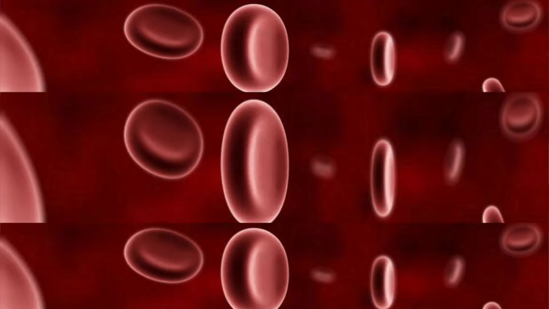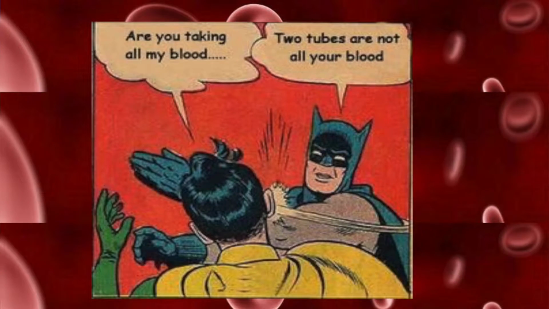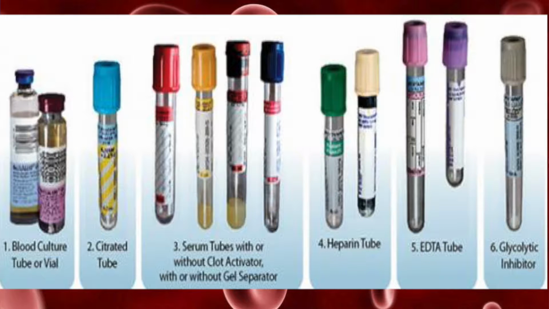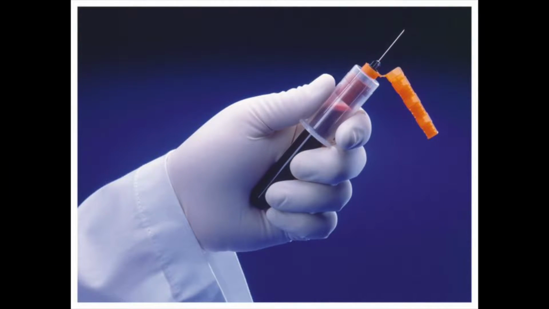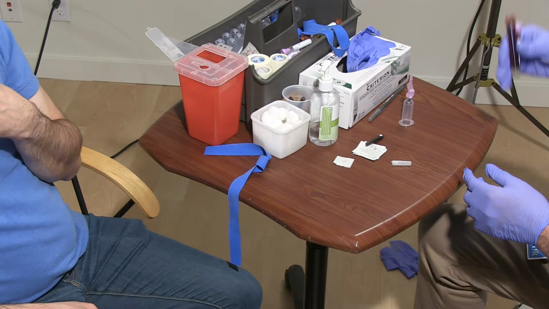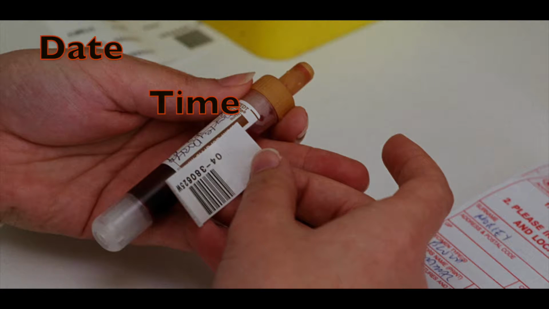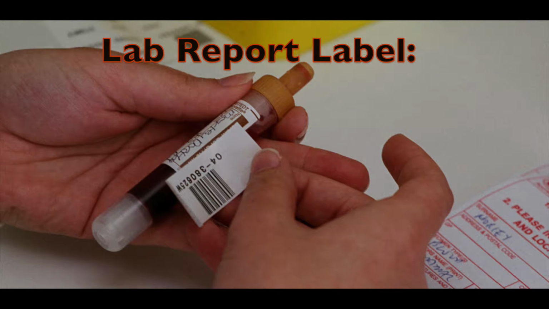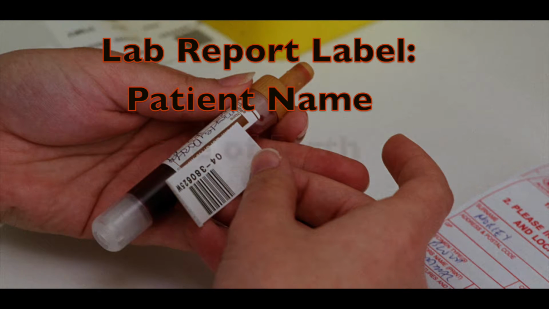The lab order from the provider for this procedure will require 2 tubes be collected. The medical assistant must demonstrate that he or she knows the correct order in which to collect various types of samples. The medical assistant safely removes the contaminated needle from the hub and discards the needle in a sharps container. The sample tubes are labeled with the date, time, the phlebotomist's initials, and a lab report label that contains patient name and date of birth and lab requisition serial number.